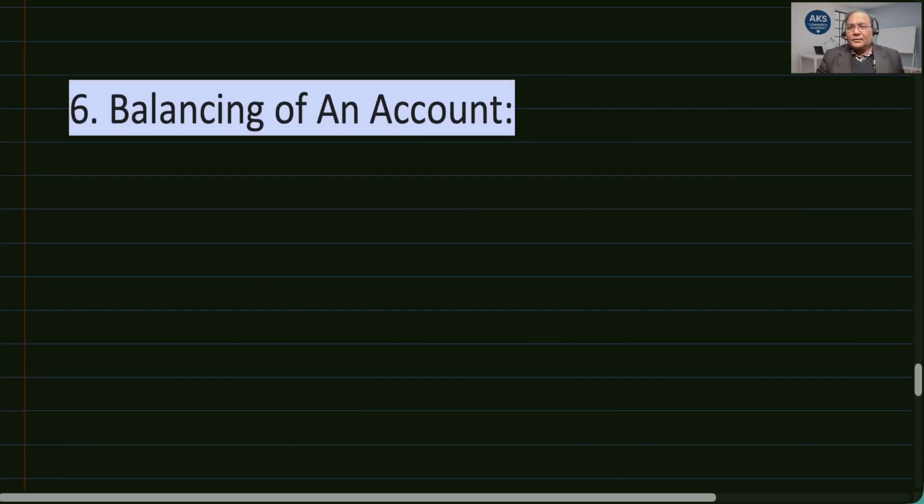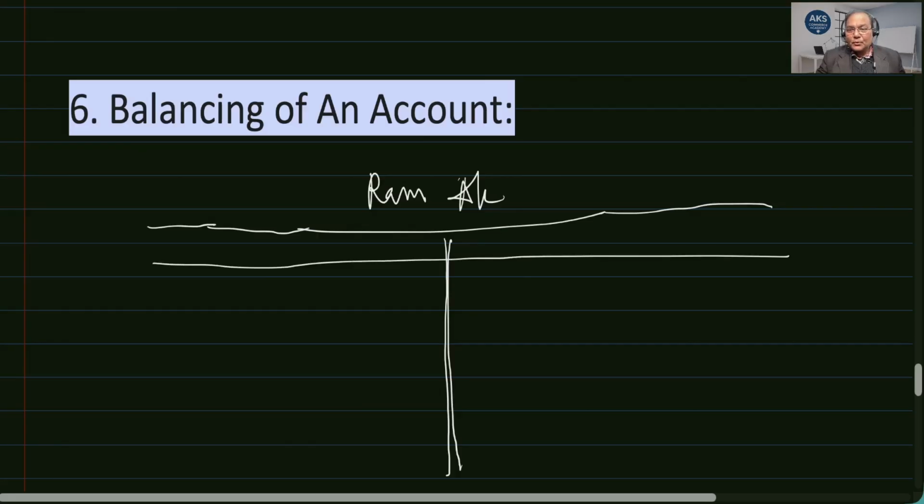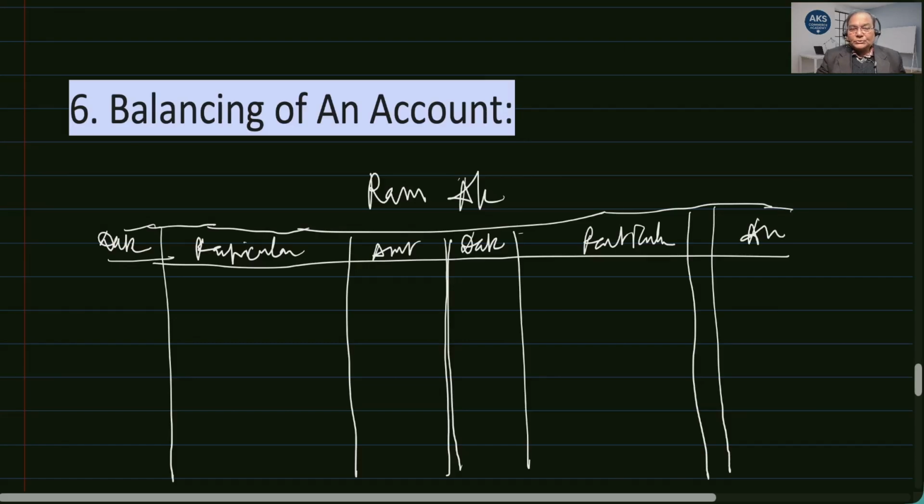As we have seen the account, let's take the same example. I will draw here Ram account. In the middle we draw two lines to show that it is bifurcated into two equal parts. Then there is a particular line furthermore. We will write here date, particular, amount, then again date, particular, and amount. And there is also a journal folio, so before amount we write here a journal folio.